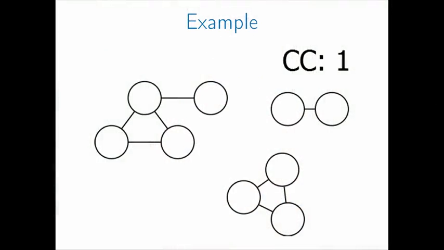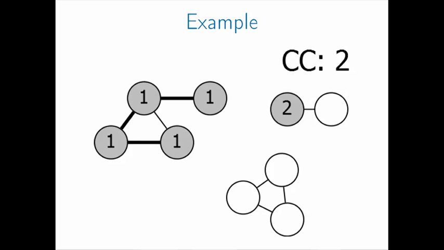So to see how this actually works, on this graph, our counter starts at 1. We find an unvisited vertex, say that one, it gets labeled with a 1. We keep exploring from that vertex, and we find these other 3. All of them get labeled with 1. But now we're done exploring that first vertex, so we increment the counter and find a new unexplored vertex. So say that one, which we now label 2. We keep exploring, and the other vertex that we found also gets labeled with a 2.